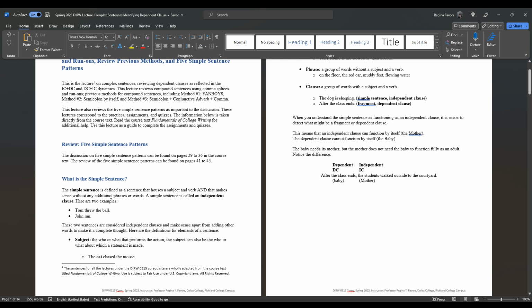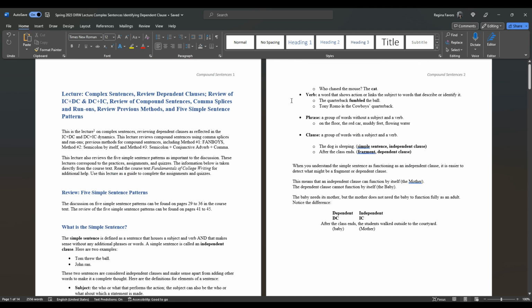So Tom threw the ball, John ran. Of course, we have two subjects. These two sentences are considered independent clauses. They make sense apart from adding any extra wording. We also understand that subjects perform the verb or perform the action. And so we understand also that verbs show action or link. So be verbs: is, am, are, was, were.